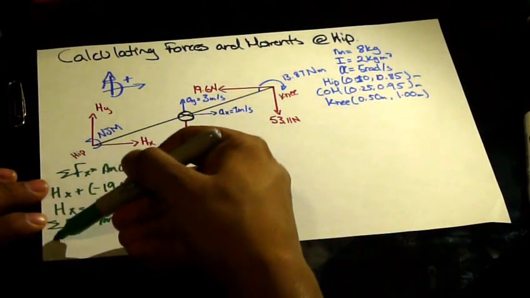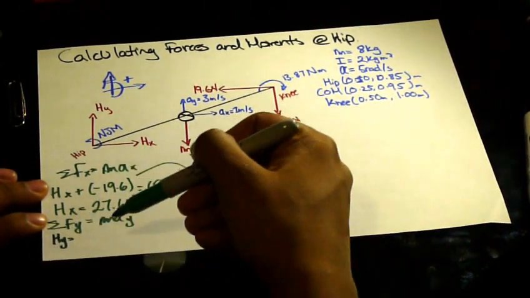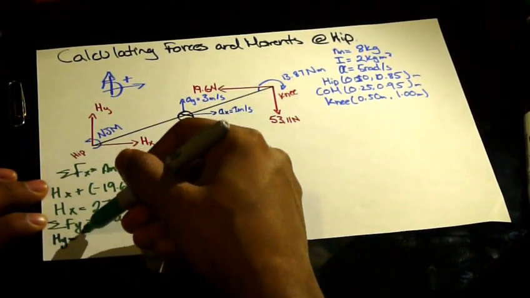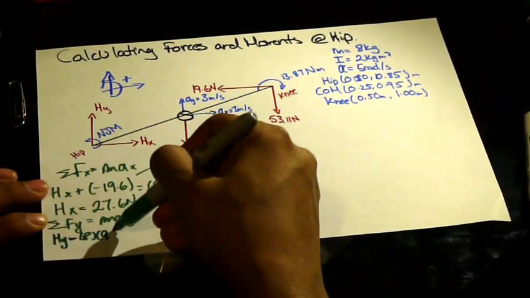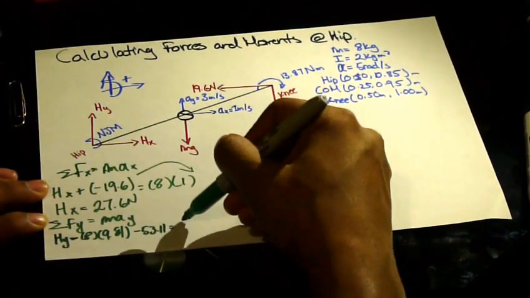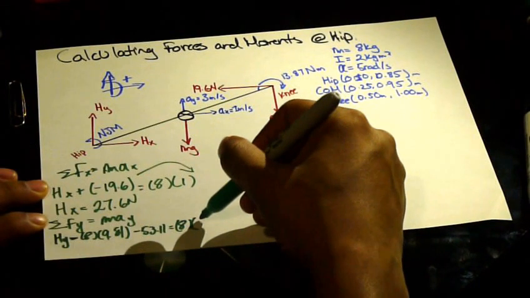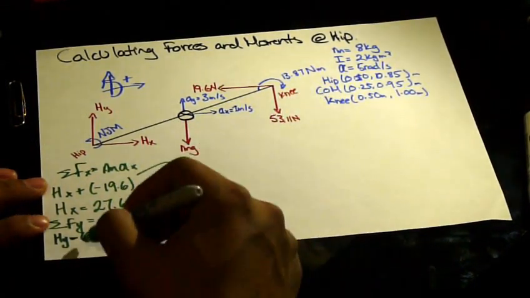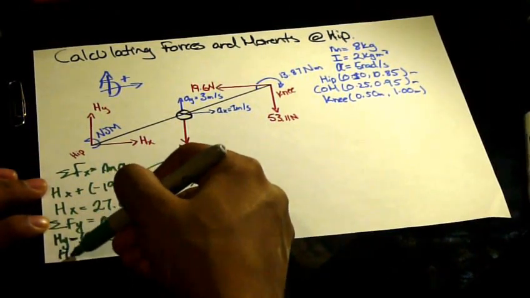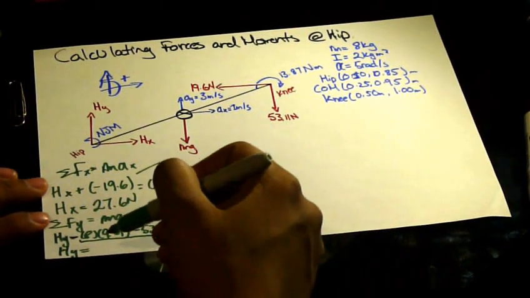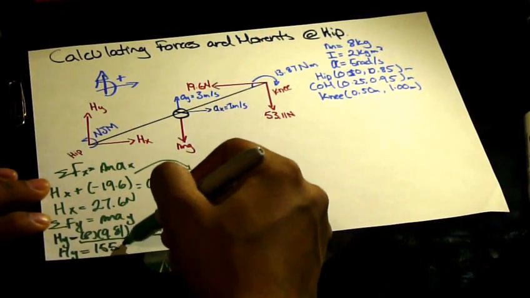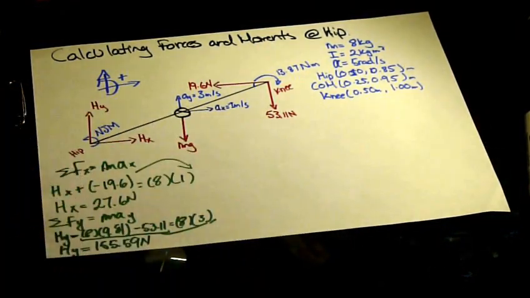So, Hy is equal to minus mg, which is 8 times 9.81, minus 53.11, is equal to 8 times 3. Right? So carry all this over. Hy is equal to 155.59, and let me just make sure of that.